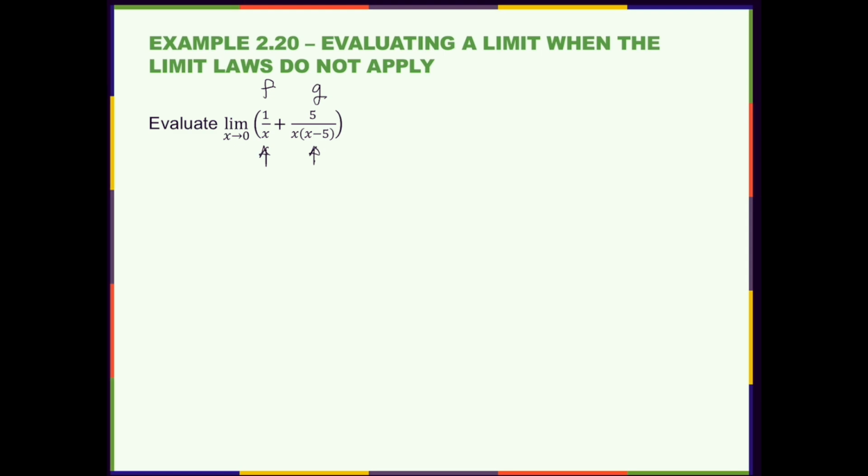So one trick that we can use, if we have two separate fractions like this, is to try to combine fractions. So I'm going to rewrite the expression 1 over x plus 5 over x times x minus 5 by combining fractions and see if I can simplify it that way. In order to add two fractions, we need a common denominator. My common denominator is going to be x times x minus 5. So the fraction on the left needs to be multiplied by x minus 5 on the top and the bottom.